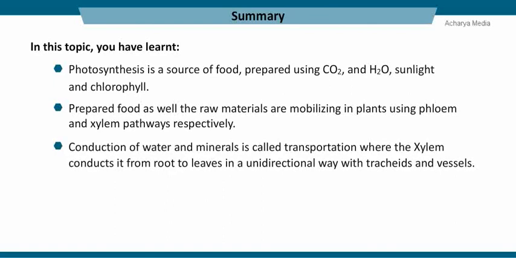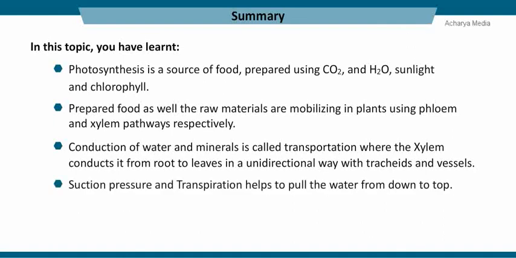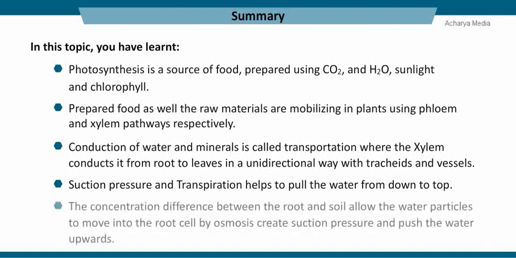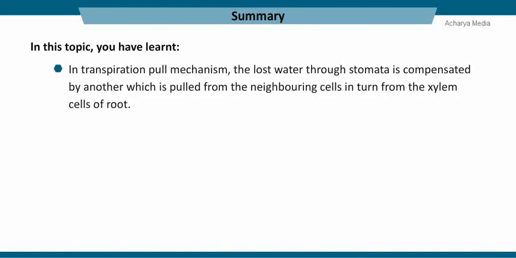Conduction of water and minerals is called transportation, where the xylem conducts it from roots to leaves in a unidirectional way with tracheids and vessels. Suction pressure and transpiration pull help to pull the water from down to top. The concentration difference between the root and soil allows the water particles to move into the root cell by osmosis, creating a suction pressure and pushing the water upwards. In the transpiration pull mechanism, the water lost through stomata is compensated by another which is pulled from the neighboring cells, in turn from the xylem cells of the root.